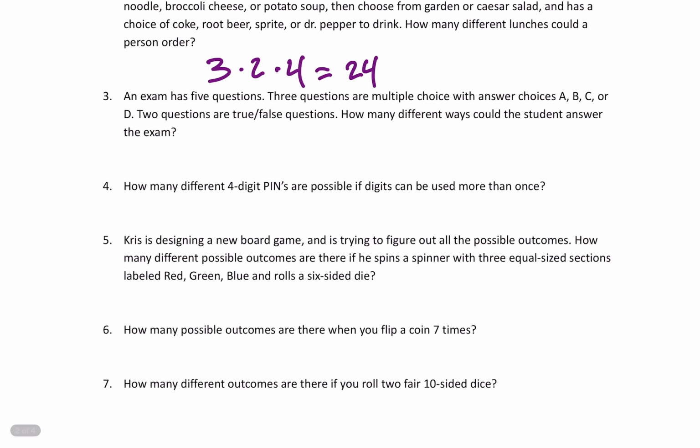So now an exam has 5 questions. 3 questions are multiple choice, and you can choose A, B, C, or D. And then 2 of the questions are either true or false. So we're just going to do this event by event. So for the first question, we have either A, B, C, or D. So we've got 4 choices. And then it says we have 3 of those. So for the first 3, we can do 4 for each of them. And then for the next 2 questions, it's either true or it's false. So we've got 2 options that we can choose from there. And that's going to give us a total number of 256 outcomes.